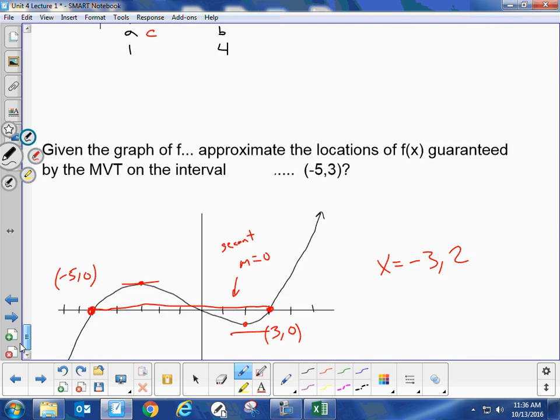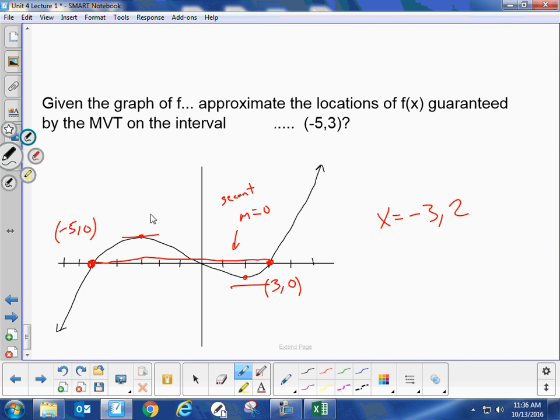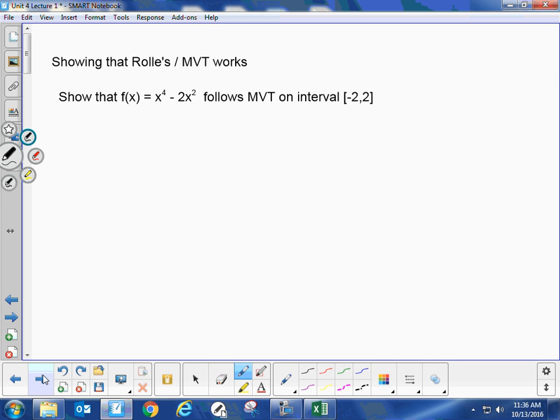Well, what you will be asked to do, besides maybe this is a question that will pop up possibly on quizzes or tests, is show that the mean value theorem works by actually finding the location where we have a derivative equal to the secant slope. Okay? So the question is, show that this follows the mean value theorem on the interval. What you're going to have to do is find the secant slope and then see when your tangent slope equals that secant slope. It's pretty simple.